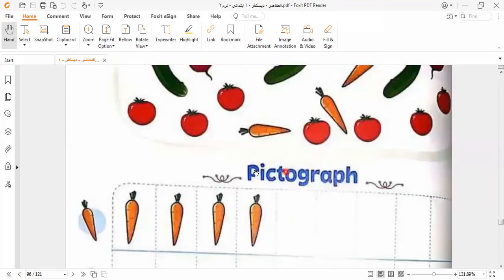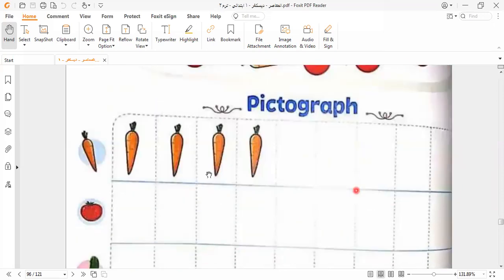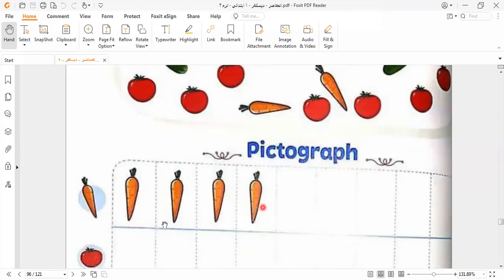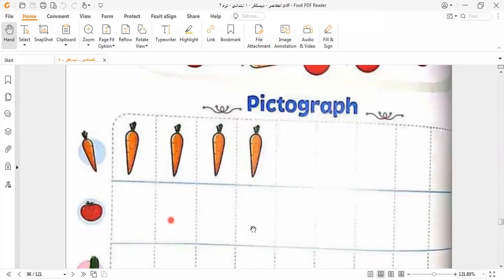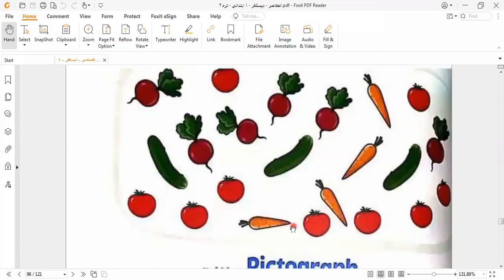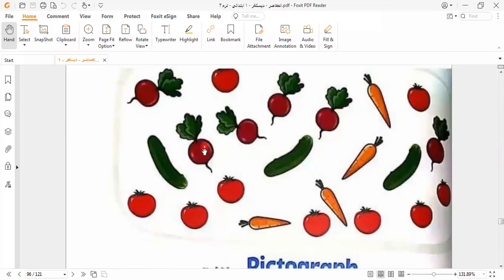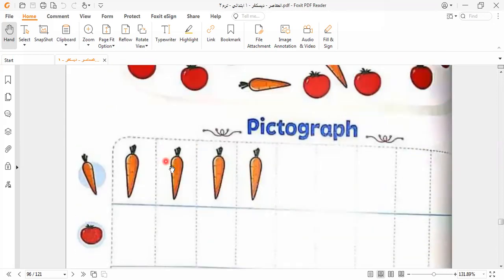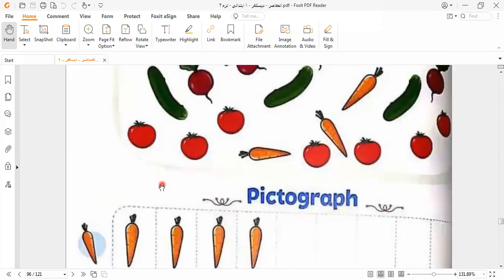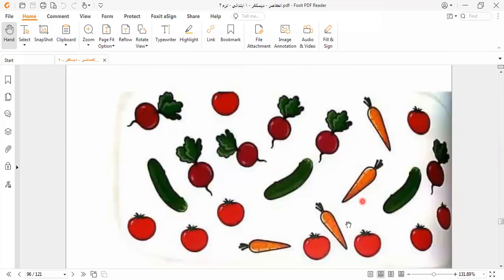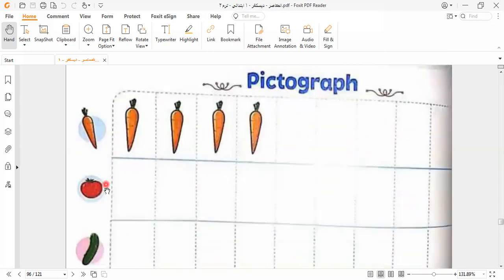Here, a photograph. This is carrot. How many carrots here? You draw the number of pictures that we have here, this is called a pictograph. I will count carrots first. 1, 2, 3, 4. So we have 4 carrots. Tomato, how many tomatoes?